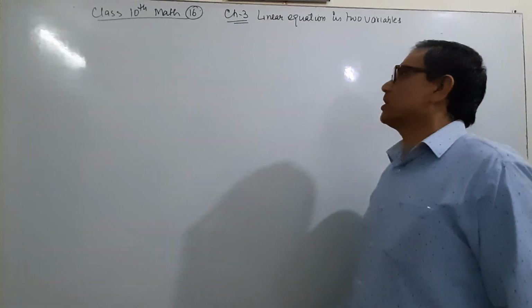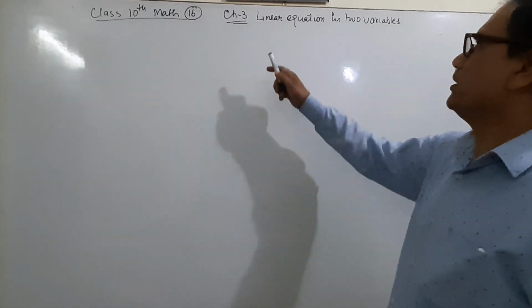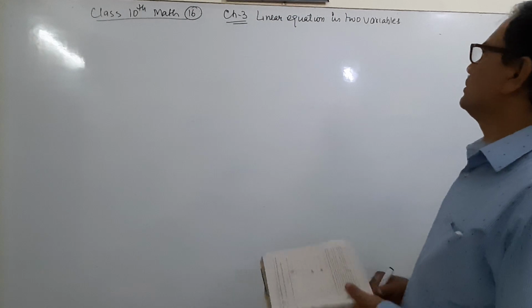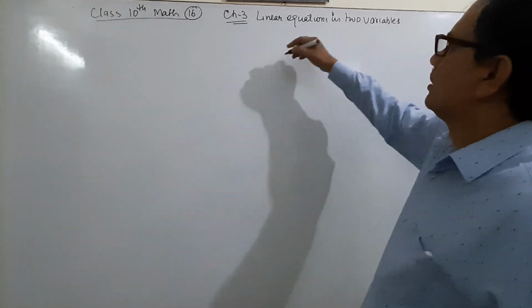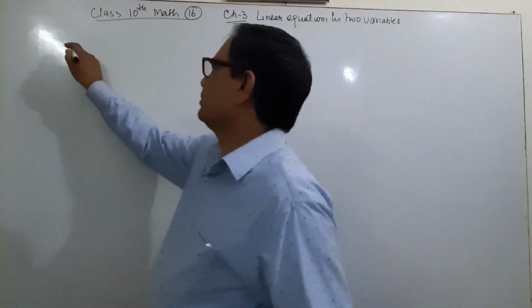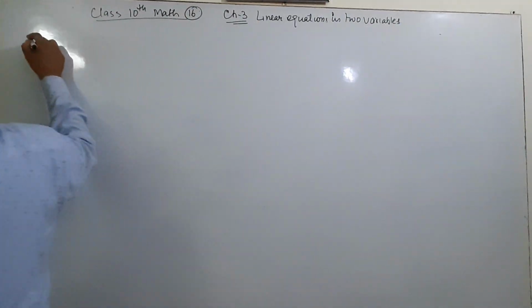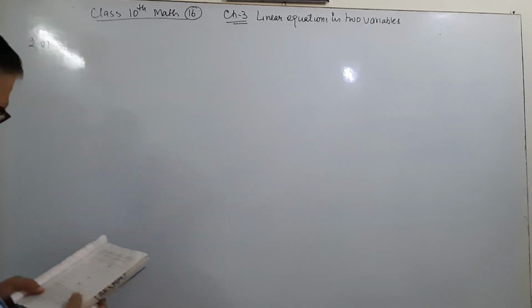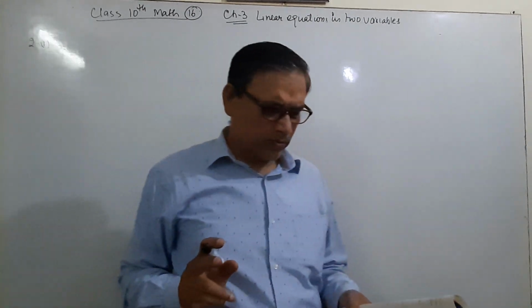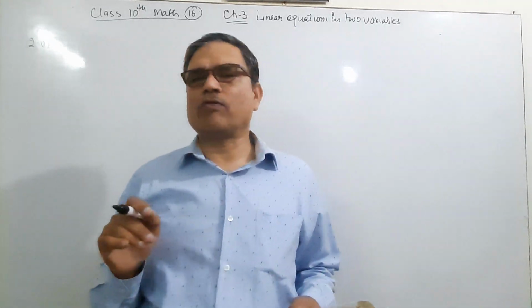Good, today we will start the statement problems from the chapter Linear Equations in Two Variables, Chapter 3, Class 10th Mathematics. And the first question, first part of second question: Ritu can row downstream. Downstream means in the direction of water.